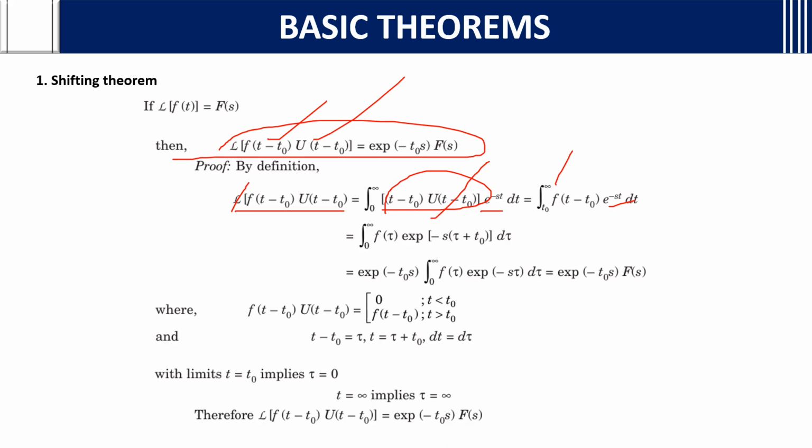So the integral from 0 to infinity of f of tau into exponential of minus s into tau plus t naught. What we have done here is, in the place of t, we substitute tau plus t naught. Then t minus t naught becomes tau, so you will get f of tau, and exponential minus s of tau plus t naught into d tau. As all the t terms are converted, dt becomes d tau.